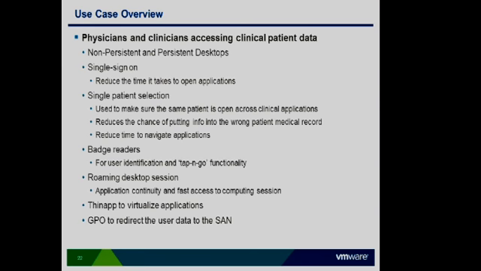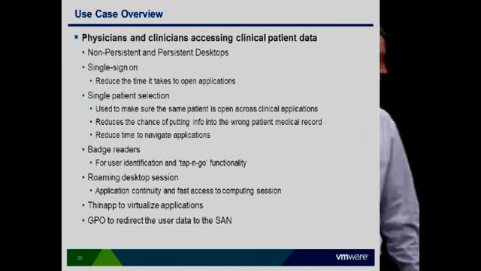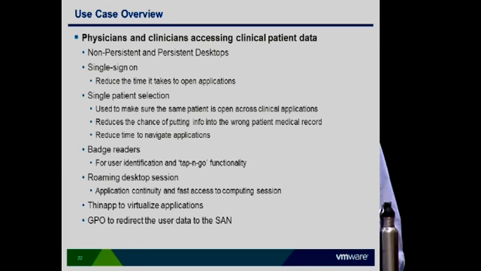So this is the use case overview of what we're trying to do. We essentially have a couple of different users that we're targeting for our first implementation, and they are our clinical users and our doctors, physicians. And we've got persistent and non-persistent desktops. If a particular user needs access to the internet, we give them a particular persistent desktop and they can customize that. Non-persistent users do not have the need for that.